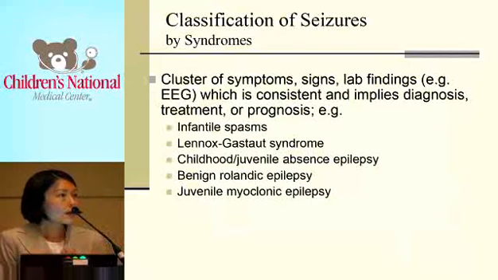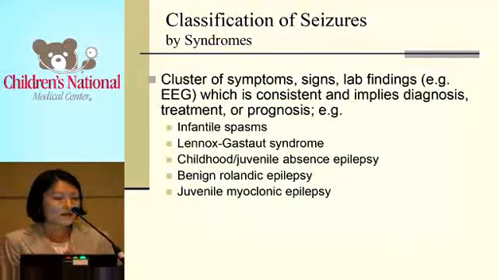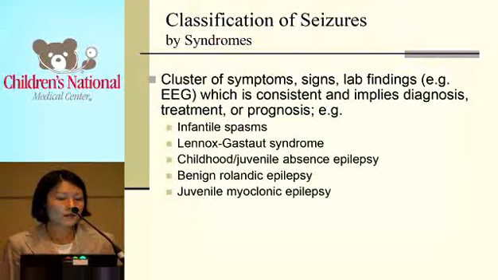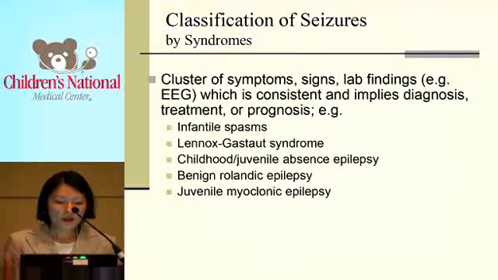All right, so the other way that we can classify seizures is by syndrome. So I'll remind you about what syndrome means. It's a cluster of symptoms, signs, and lab findings, for instance, EEG, which tend to go together, they're consistent, and then imply a diagnosis, a particular treatment that could be helpful, or a particular prognosis.